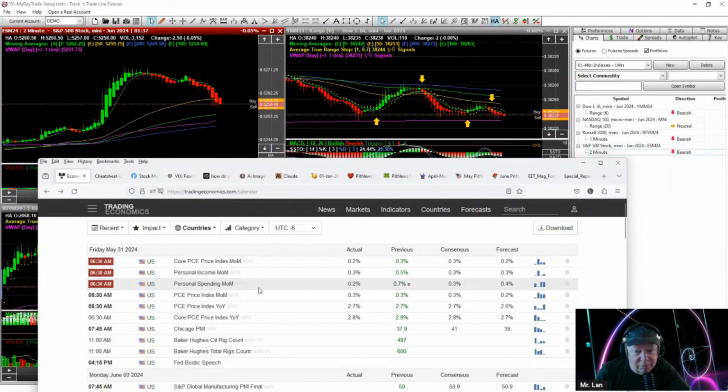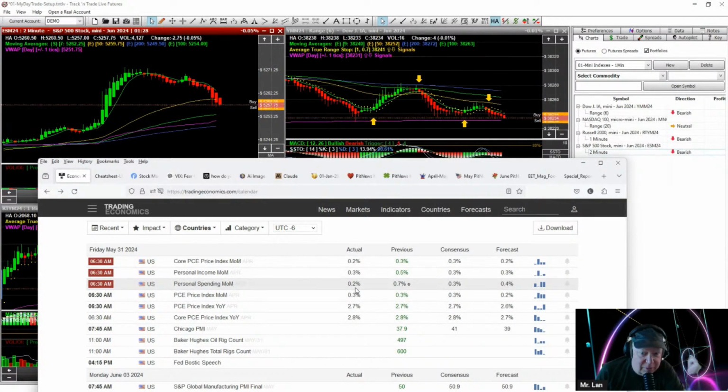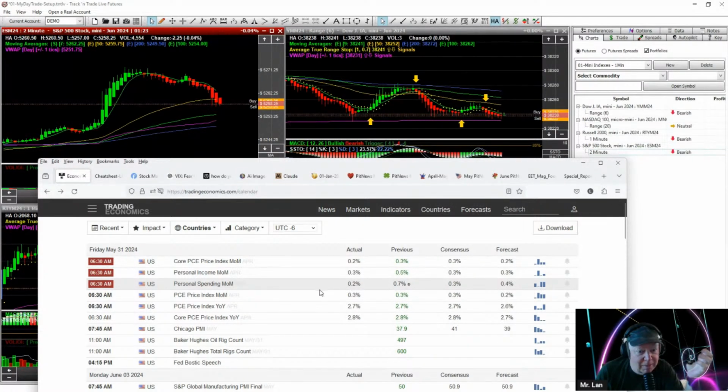Personal spending month over month. There we go. That was 0.4 was the forecast. Actual is 0.2. That's not good for the stock market. People are not spending money. They're not putting it into the businesses to make them more money.